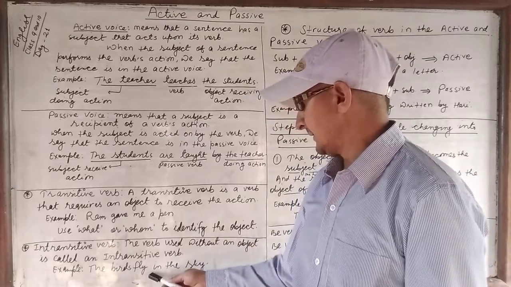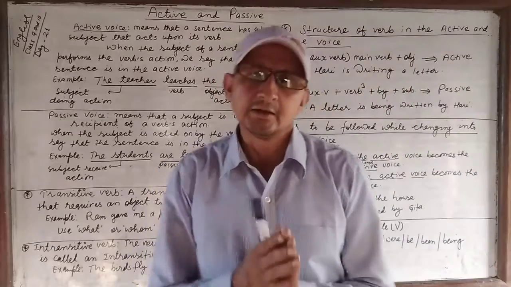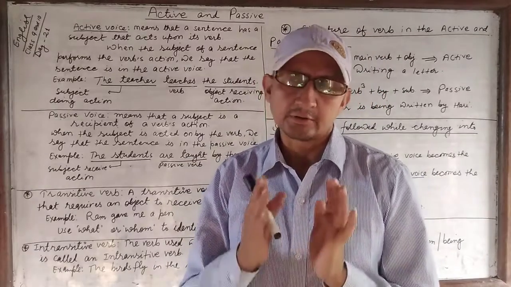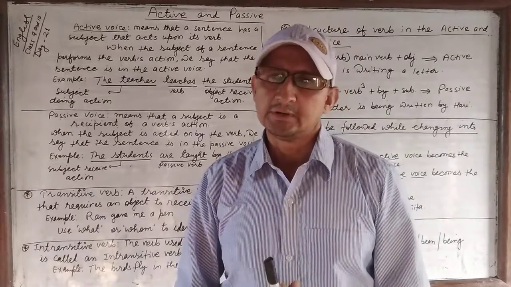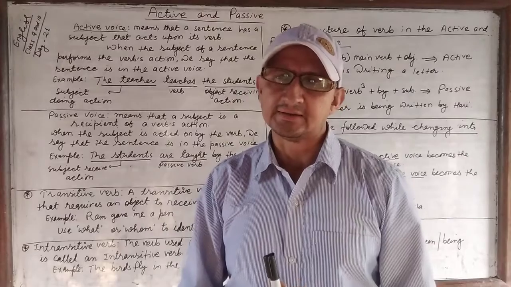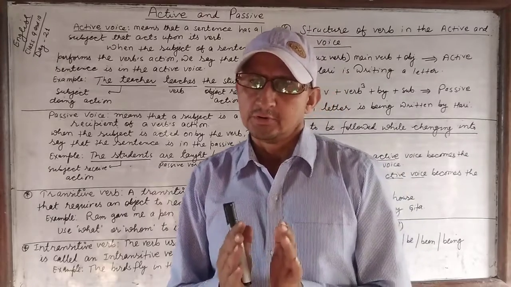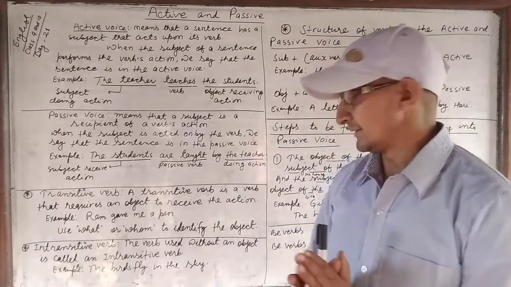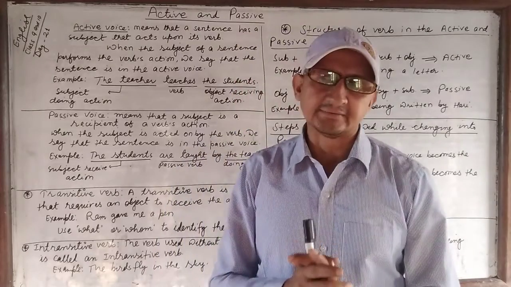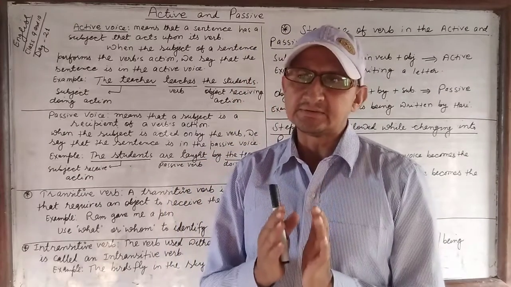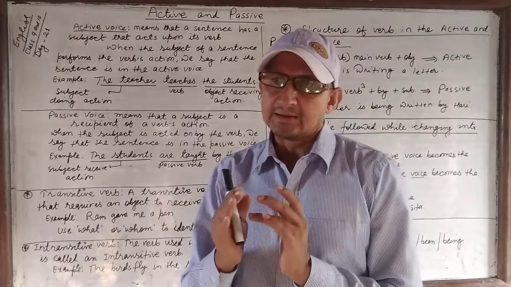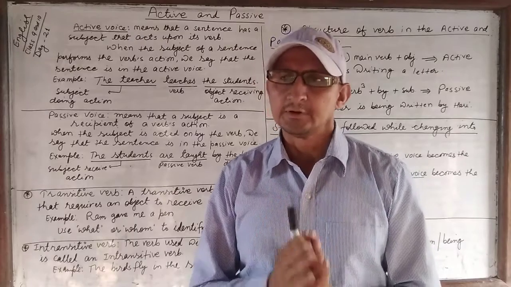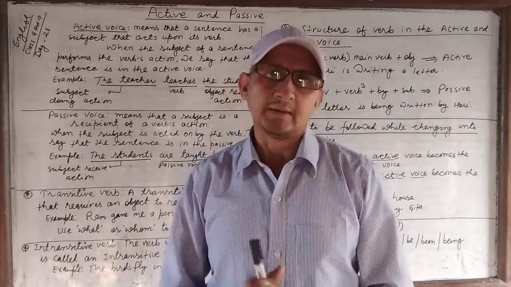The bird fly in the sky. In the sky is a complement. In this sentence, in the sky is a complement. Complement talks about the subject in the sentence. So this is "the bird fly in the sky." So it is an intransitive verb. Intransitive verbs can't be changed into passive voice. Intransitive verbs do not have a passive equivalent.